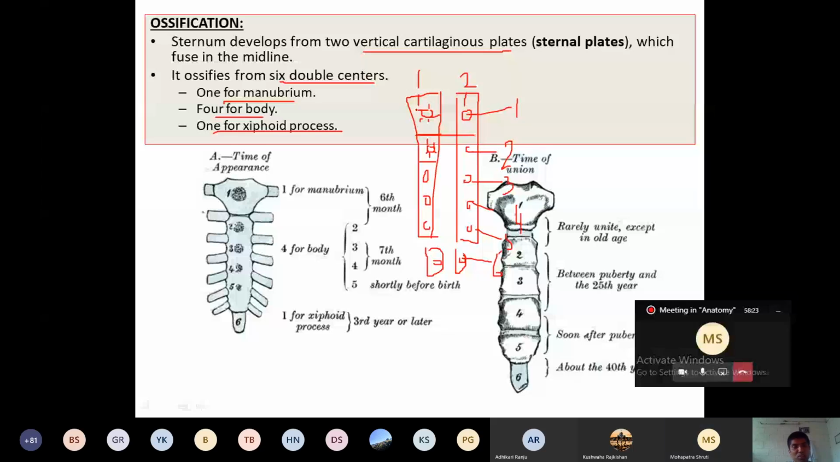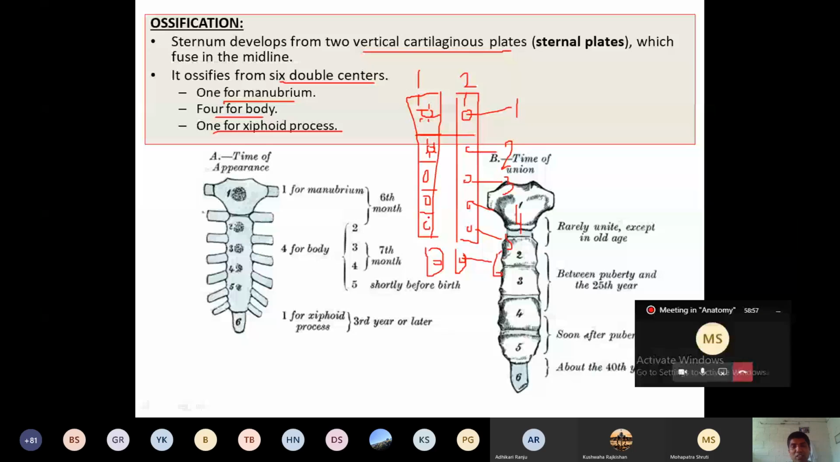The ossification center means the place from where the ossification begins in the cartilaginous model. Every cartilaginous bone, in the beginning, is a cartilaginous model. The beginning point of the ossification is known as the ossification center. They may be primary or secondary ossification centers. We have already discussed the details. Similarly here, ossification centers will appear in the upper part, and here also.